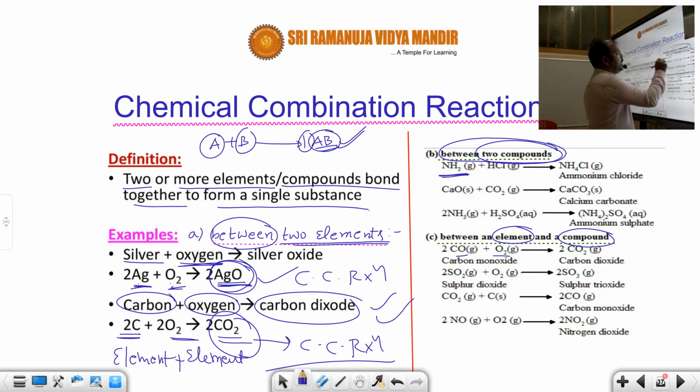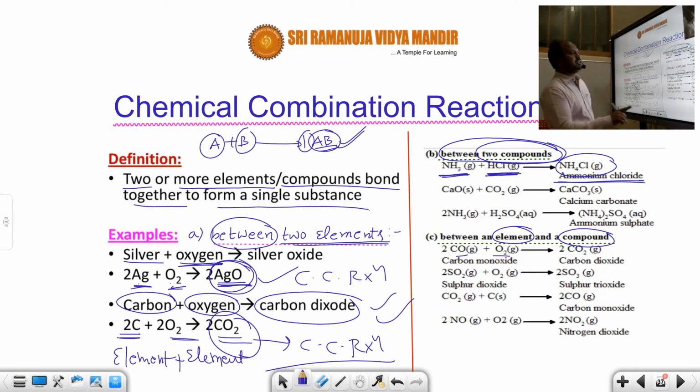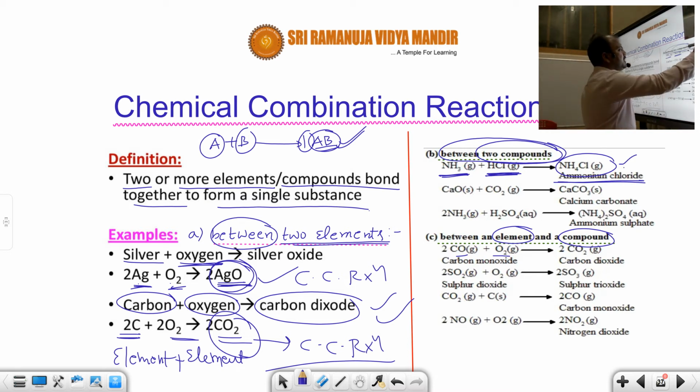So NH3, ammonia gas, is reacted with hydrochloric acid. In this HCl, hydrogen is a different atom, chlorine is a different atom. That's why HCl is also a compound. So ammonia and HCl both are compounds. Compound combined, ammonia and HCl combined, in the product side only one new substance is formed, that is ammonium chloride. So whenever only one new substance is formed, then we can declare that the given chemical equation is a chemical combination reaction.